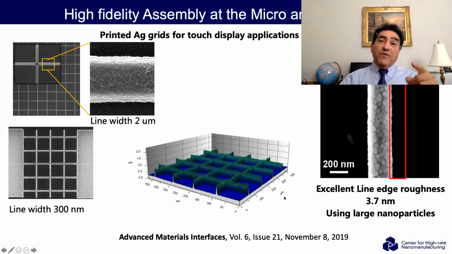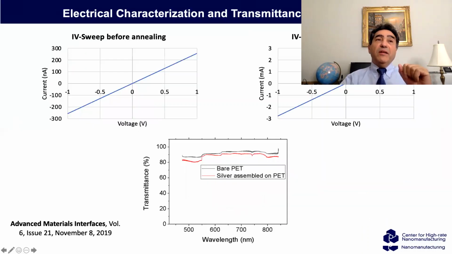So the performance with this touch display, for example, here, this is before annealing. This is the IV curve. And this is after annealing, for example. So you can see it's milliamp, which is what they wanted. And the transmittance of the light, you can see this was printed on PET, which is the same web that the iPhone uses.